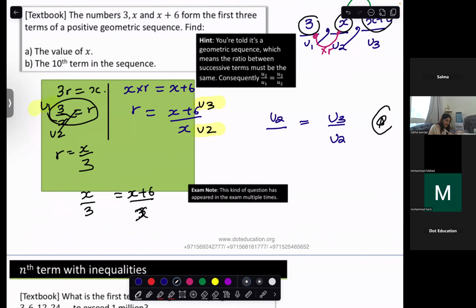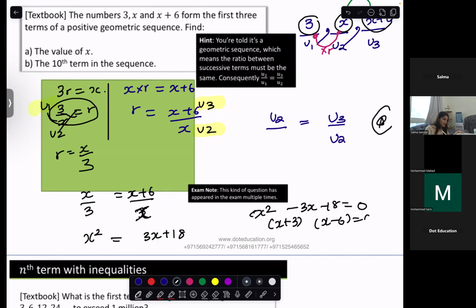Now x square is equal to 3x plus 18. So I have x square minus 3x minus 18 equal to 0. And the values would be x equals minus 3 and x equals 6. I would have x plus 3 or x minus 6 is equal to 0. So x would be minus 3, or I would say my x is 6.